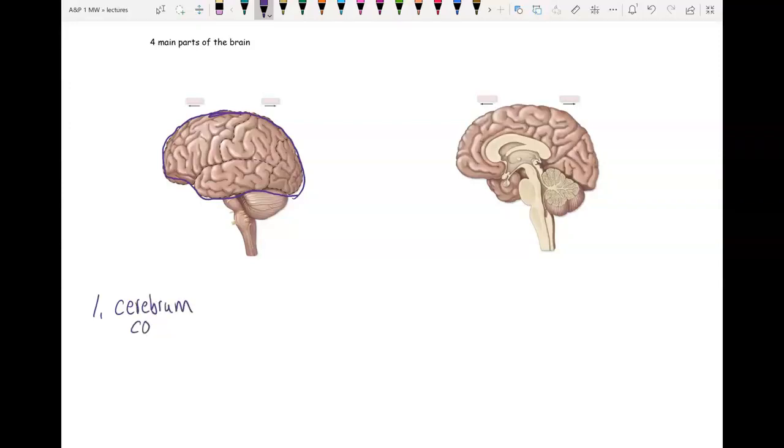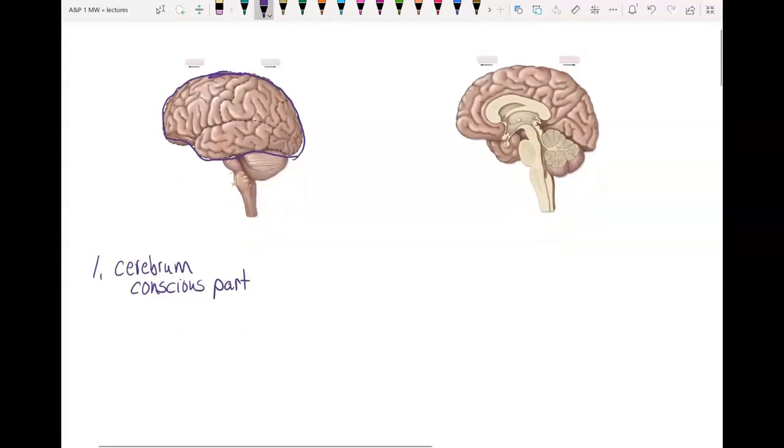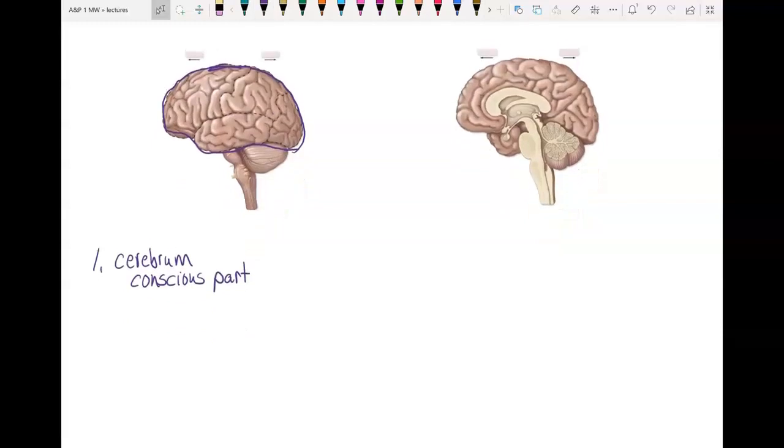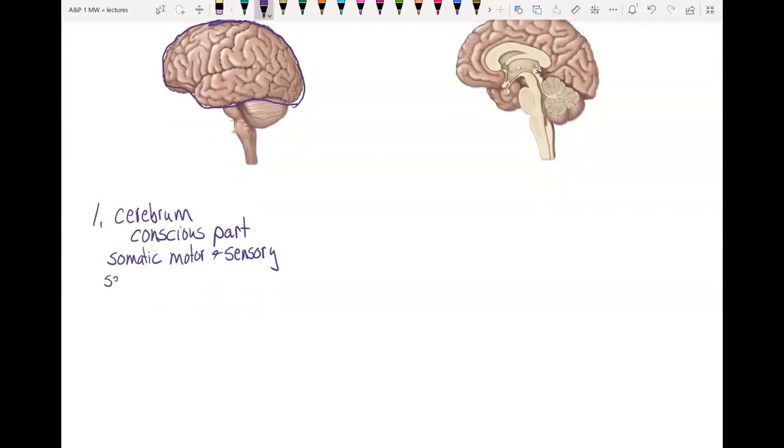This is the conscious part of your brain. So remember when we were talking about somatic and autonomic and visceral? This is the part that deals with your somatic motor and somatic sensory. So it deals with all of the sensory information that you are consciously aware of and all of your voluntary movement of your skeletal muscles. This is also the part that sets humans apart from other animals. You have a much bigger cerebrum with your body size than other animals do.